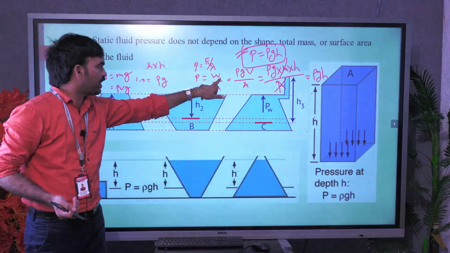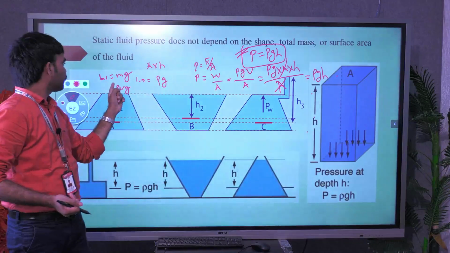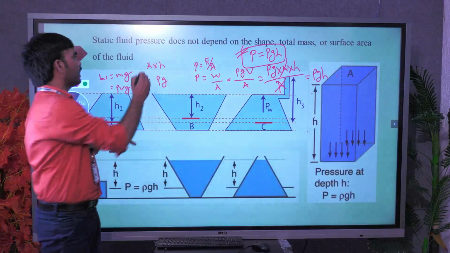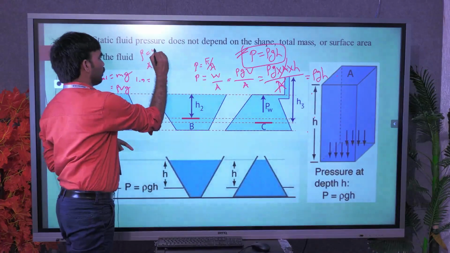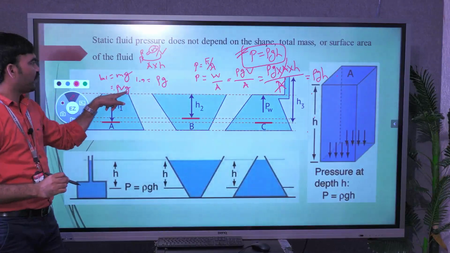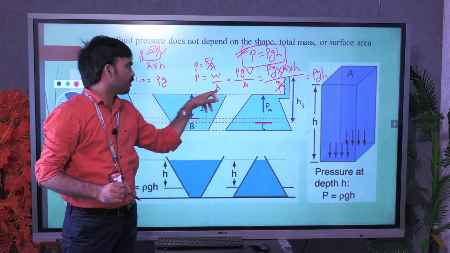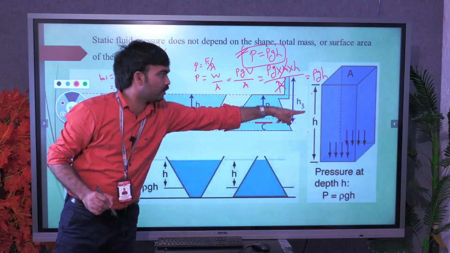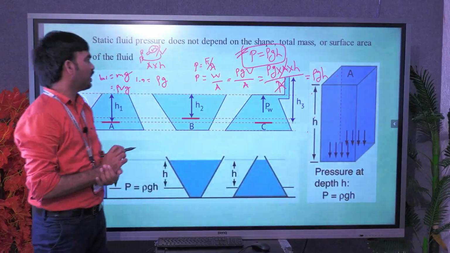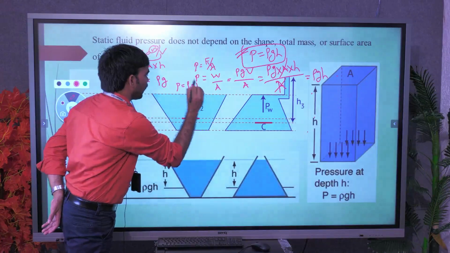Pressure means force per unit area. Force is nothing but weight per unit area. Weight is nothing but mass into acceleration due to gravity. Mass is equal to density into volume, so it is rho V g. If you substitute rho V g here, weight divided by area is rho g V by area. Volume is nothing but area into height, so the area will cancel. Finally we get rho g h. So the pressure intensity is nothing but rho g h.